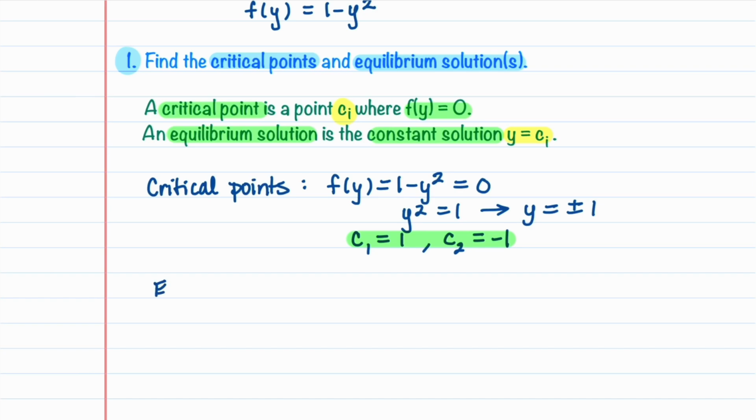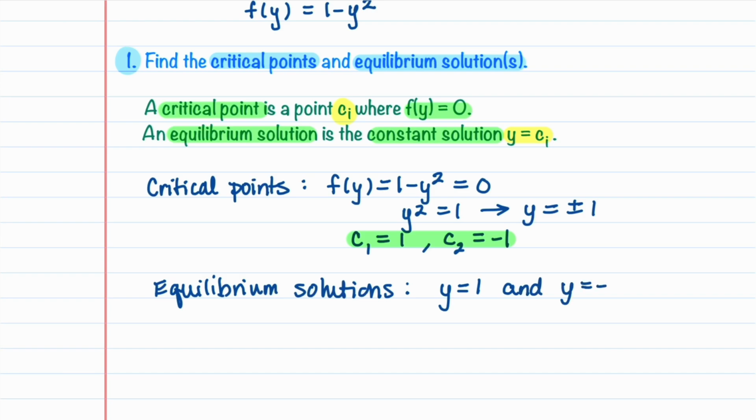Now let's find the equilibrium solutions. Those solutions are just going to be y is equal to our first critical point, which is 1, and then y is equal to our second critical point, negative 1.